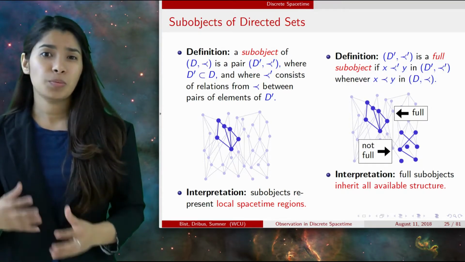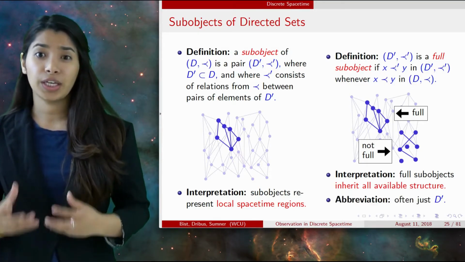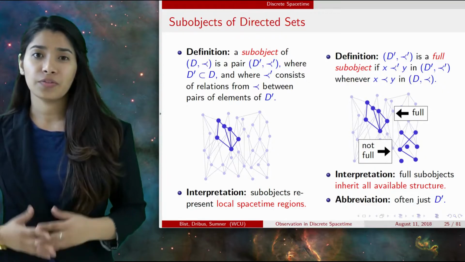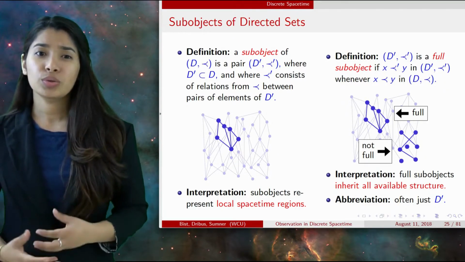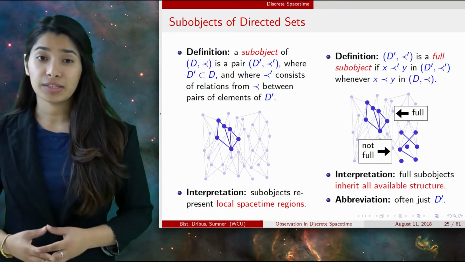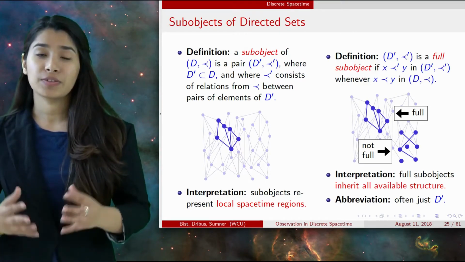It's a nuisance to keep writing binary relations over and over again, so we will often denote a subobject by just a set of elements D'. When we do this, we are implicitly including all the possible relations unless stated otherwise. So we are treating D' as a full subobject.